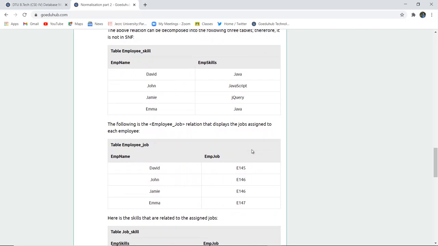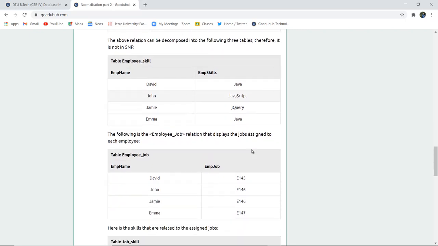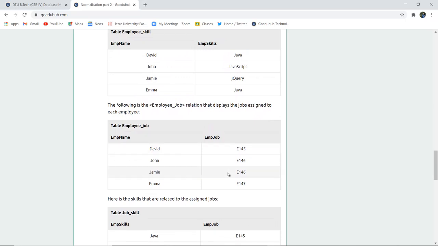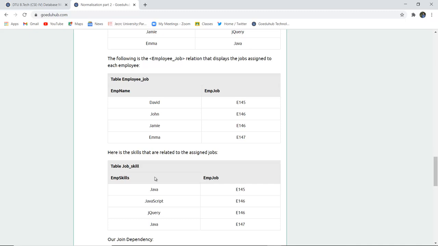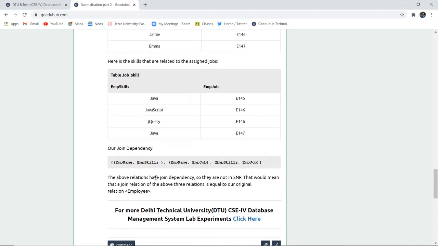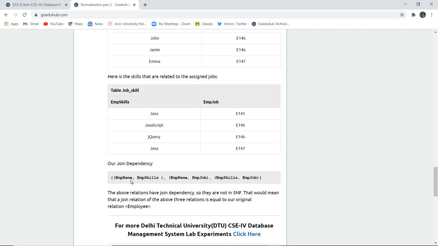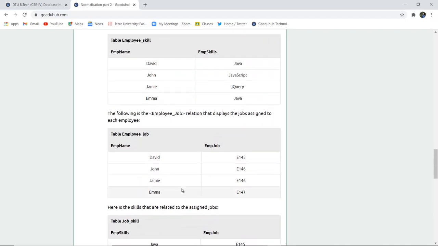We can make three tables: employee name and skills; employee name and job ID, that is, the employee job; and skills with the job they are listed under. When we do that, the join dependency is made as employee name with employee skills, employee name with employee job, and the skills associated with the job. This would mean that a join of the above three relations is equal to the original employee relation.